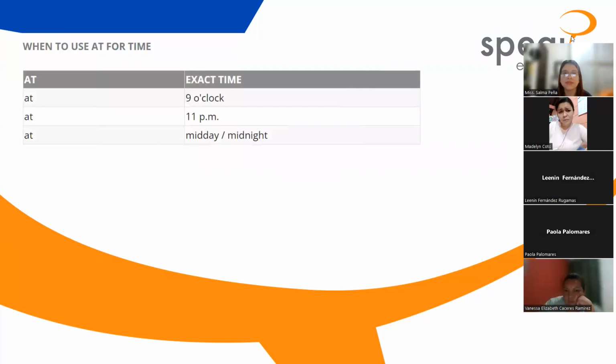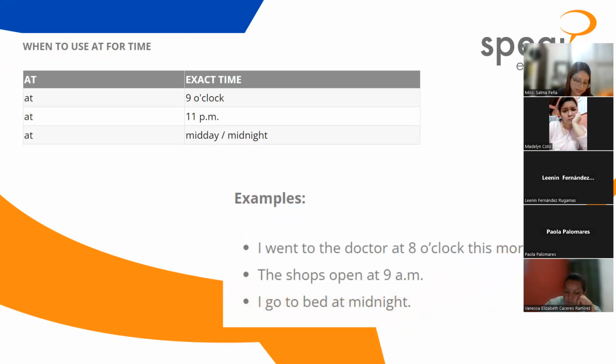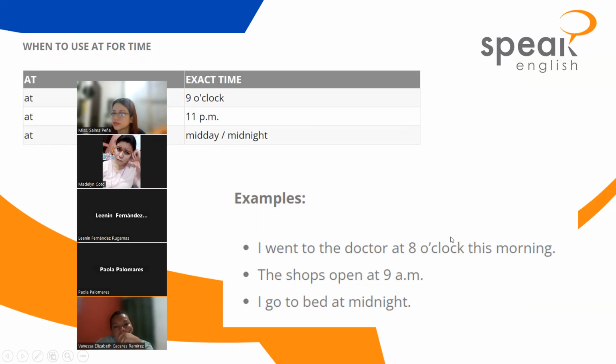Okay, I will ask Paola to help me with the example, please. When to use at for time? At exact time: 9 o'clock, 11 p.m., midnight. Okay, perfect. And let's see some examples using this preposition. Okay, Lenin, help me to read them. I went to the doctor at 8 o'clock this morning. The shops open at 9 a.m. I go to bed at midnight.